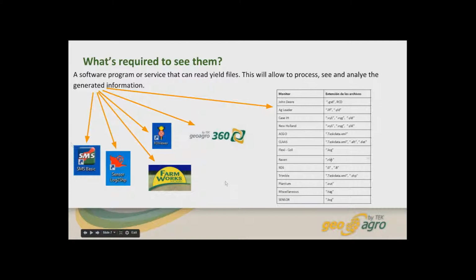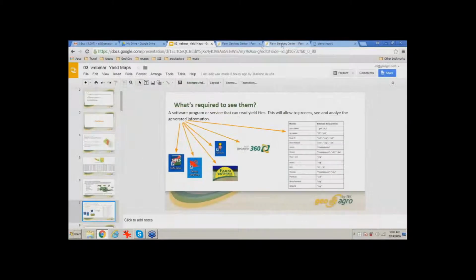What all this software and these services give you is the possibility to read different types of formats. So here we see the John Deere formats, GSD, RCD, Ag Leader formats, Case, New Holland, AGCO, Claas, Raven, Trimble, etc. Each one of the monitors will have its own data format, its own data structure, and we need software that gives us the ability to read each of these formats and then process the data.